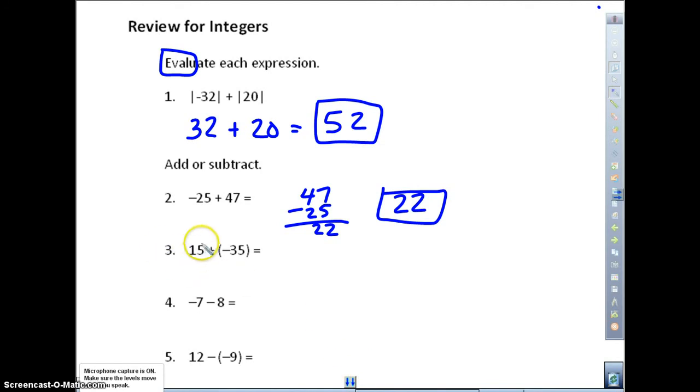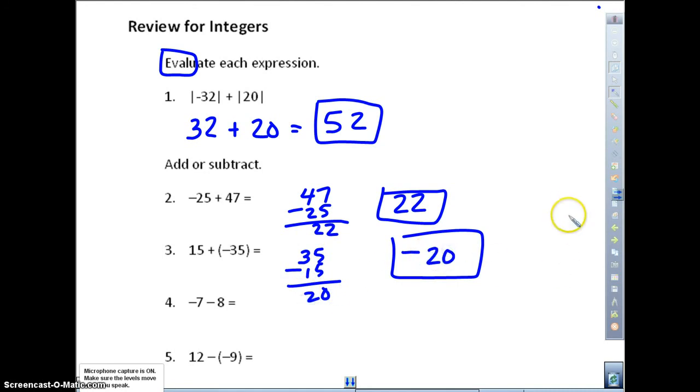All right, same thing here. I have 15 positives. I'm adding 35 negatives to it. Do you know 35 of these negatives hook up with 35 of the positives and become 0 pairs? So I'm left with negative something, and I want to take 15 of those negatives out of the 35. I'm left with negative 20.